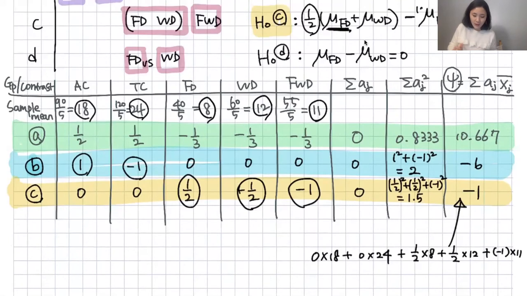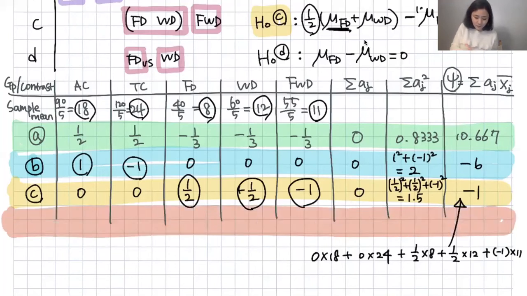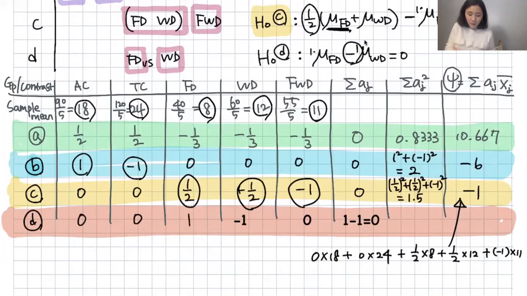And for my last contrast, I will highlight it as orange. There's no term for AC and TC, so my linear coefficients are 0 and 0. And 1 is hidden, so 1. And -1. No term for FWD, so my coefficient is 0. So if I add them up, 1 minus 1 is 0. And then we square: 1 squared plus -1 squared, which is 2.